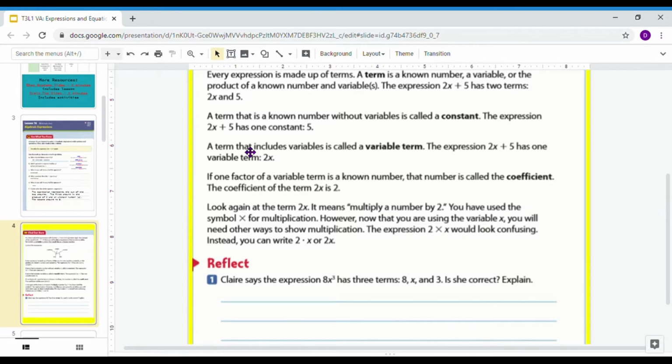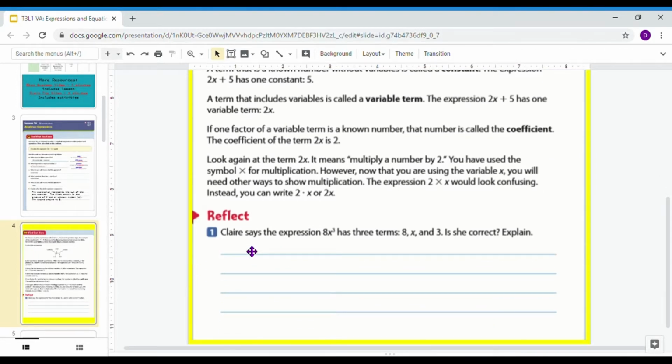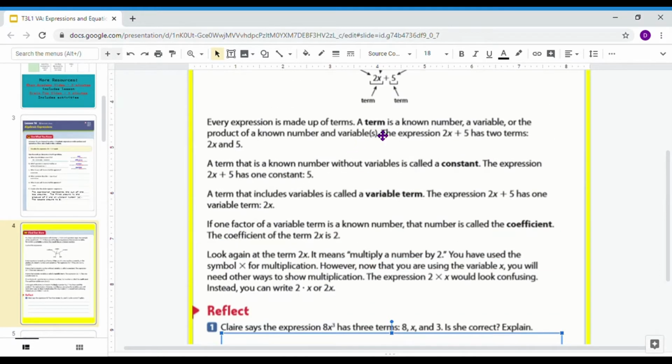So now that we've really gone into depth about our vocab and what we're going to be doing, let's take a look at this first reflection. Claire says the expression 8x to the third power, or 8x cubed, has 3 terms because she's got 8, x, and 3. Is she right? Based on her definition of a term, I'm going to go back and look at it. It says that a term is a known number, a variable, or the product of a known number and a variable.